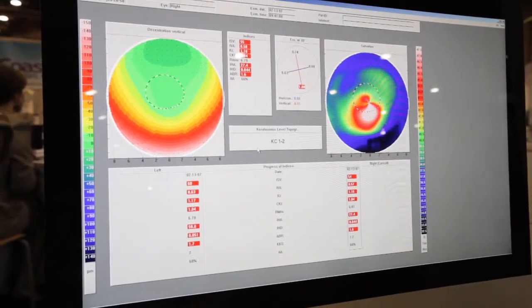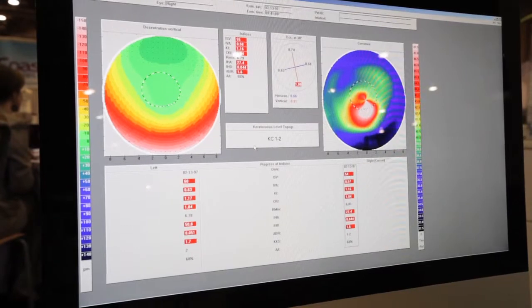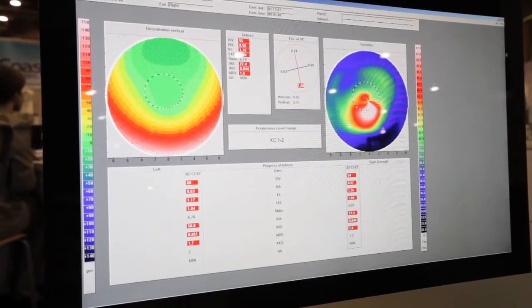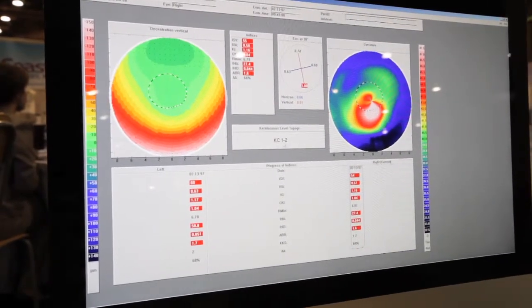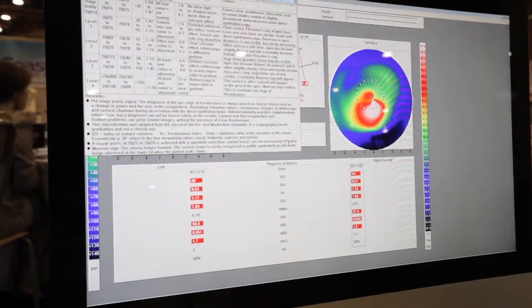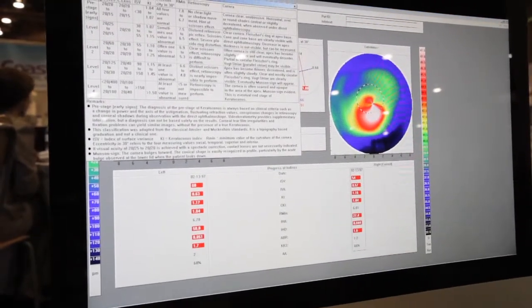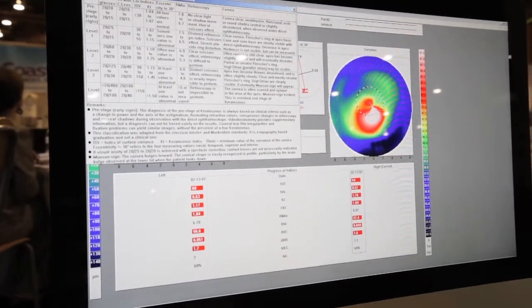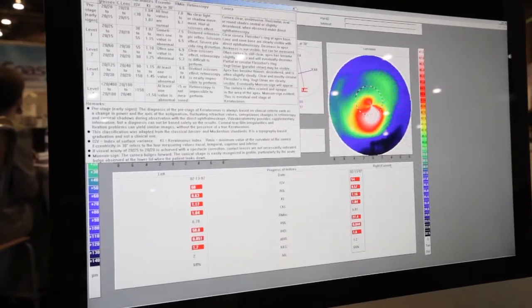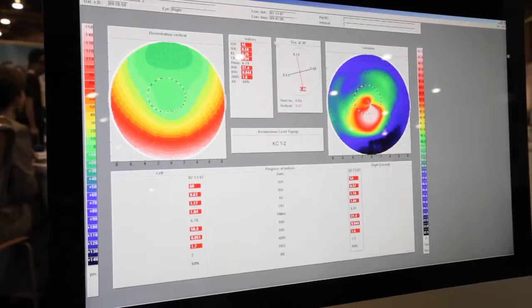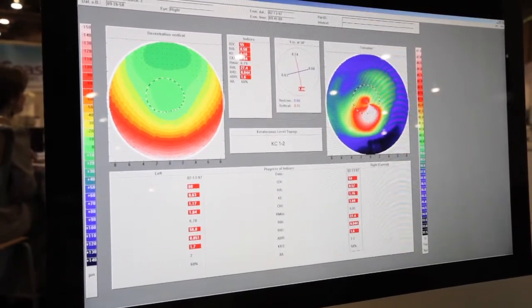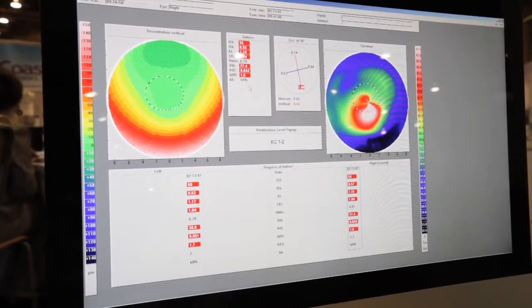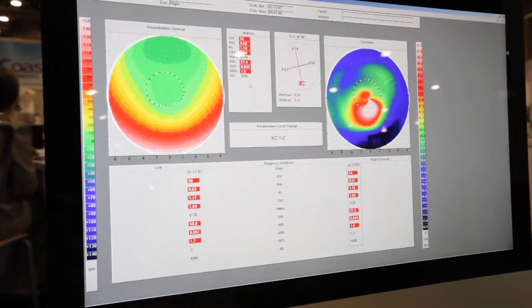Right in the middle, we have a table that shows the keratoconus level. And for this patient, for example, this is a KC level 1, 2, which means this is a keratoconus level 1 or 2. By clicking on that table, we get a second window that describes what the keratoconus level 1 or 2 means. We also have other values, other indices that can help the doctor detect irregularities on the surface of the cornea.